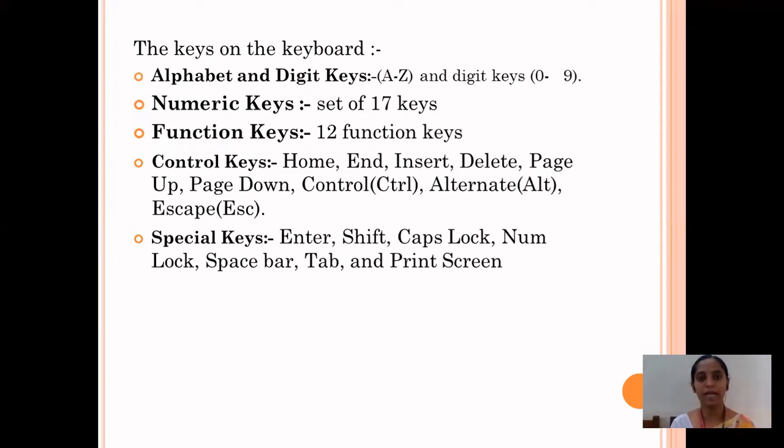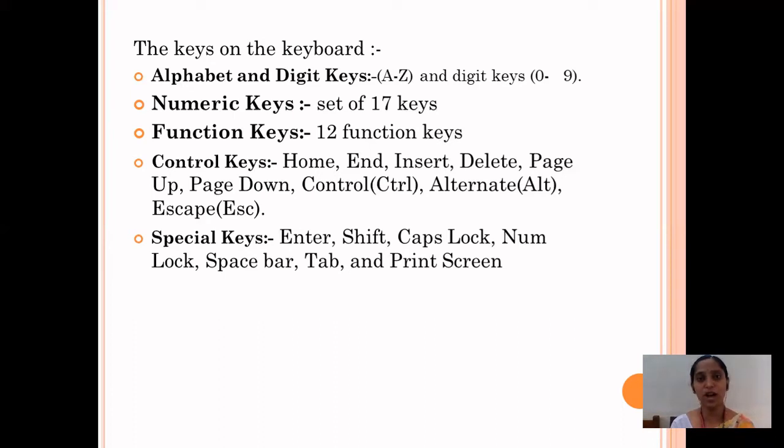First, alphabet and digit keys. The alphabet keys are used to write text, for example A to Z keys. Some number keys or digit keys are also available, for writing numbers like 101, 102, 3, 4, 5 etc. These number keys are 0 to 9. Some numeric keys are available on a keyboard. There are 17 numeric keys, which include 0 to 9 plus some symbol keys like the plus symbol key, minus symbol key, multiplication symbol key, etc.